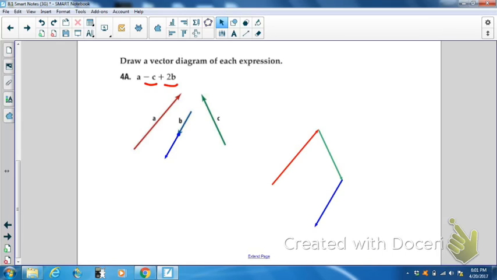So this is kind of going a little bit out of our way. We've gone a, we've gone minus c, we've gone plus 2b. If we had gone directly from start to finish, what would that look like? And so from start to finish, I would take the initial side of a to the end of 2b. And that black vector there then would be a minus c plus 2b.